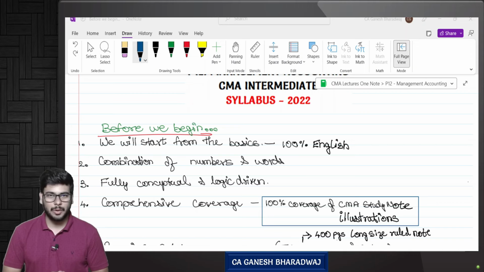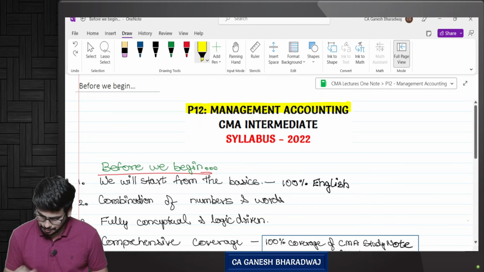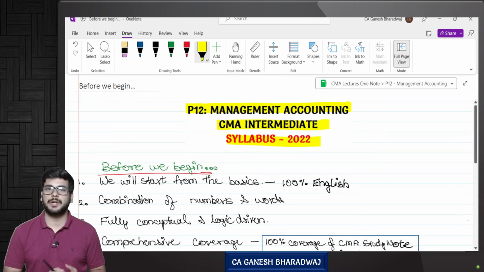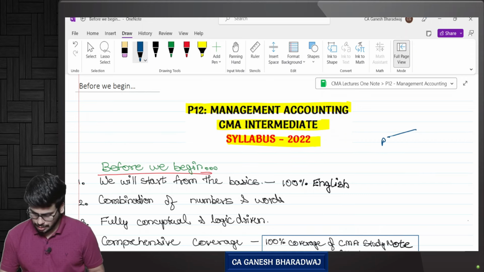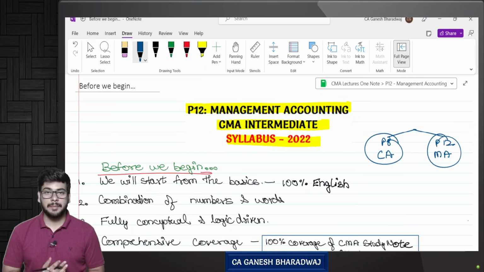I am a chartered accountant in practice and a teacher by passion, and I'm based out in Chennai. And I'm going to be your faculty for the subject paper 12, management accounting, which is a part of your CMA intermediate course as per syllabus 2022, right? So currently I handle two papers, which is paper 8, cost accounting, and paper 12, management accounting. So these two are the papers I handle for CMA intermediate.